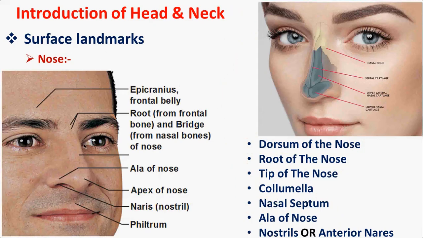First we will see the nose. Here you can see this is the root of the nose. This is the dorsum of the nose. This is the tip of the nose. This is the ala of the nose. This is the nares, or you can say the anterior nares or the nostril. This portion is called the columella, and this is the philtrum. These are the external features of the nose.